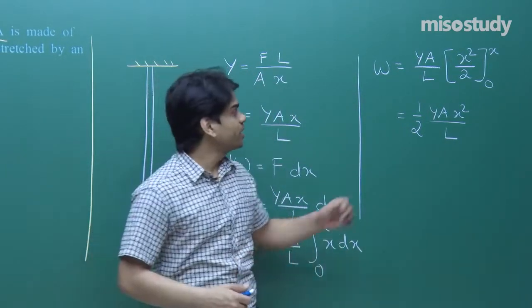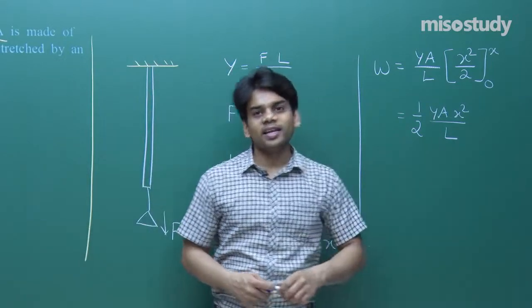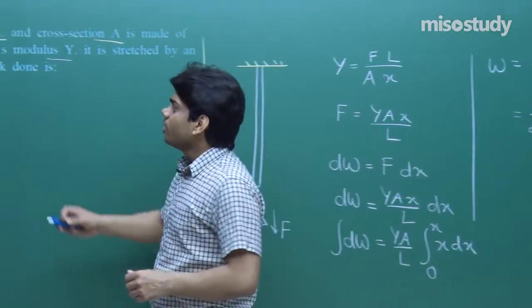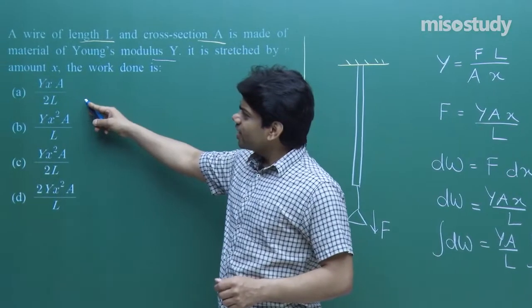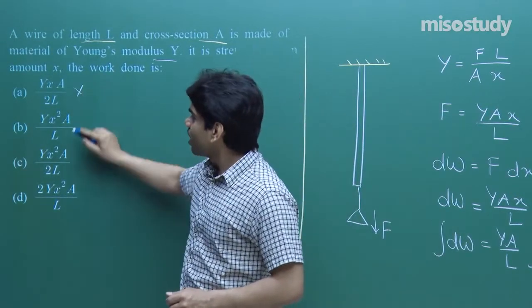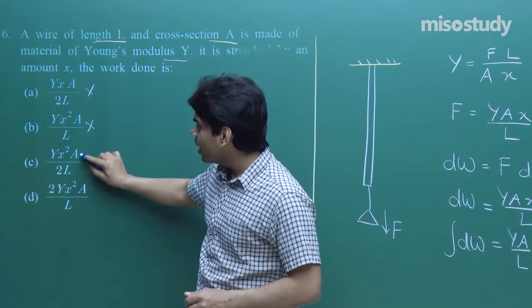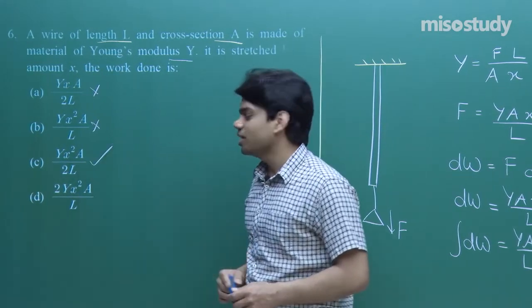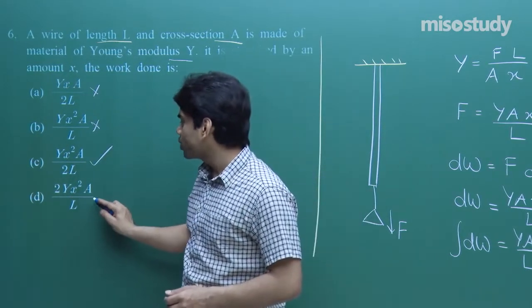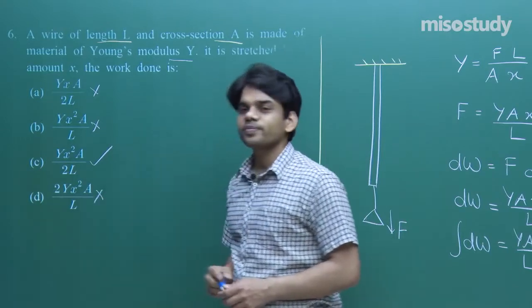This is how we can go ahead. Half YA X square by L, let's check with the options. Option A is incorrect. Option B has no half, so remove it. Half YA X square by L, so yes, option C is right. Option D, 2YX square A by L, is also incorrect.